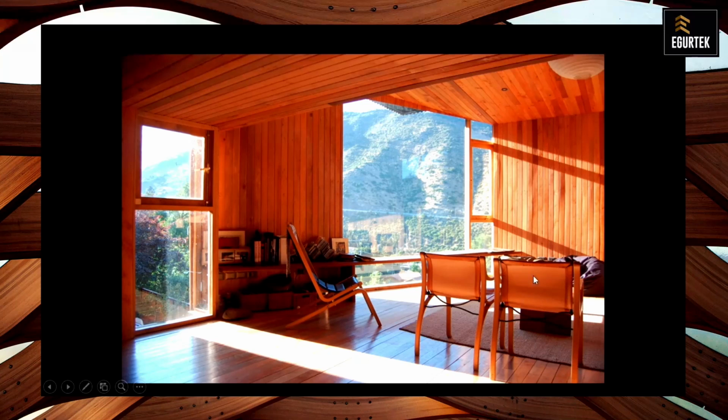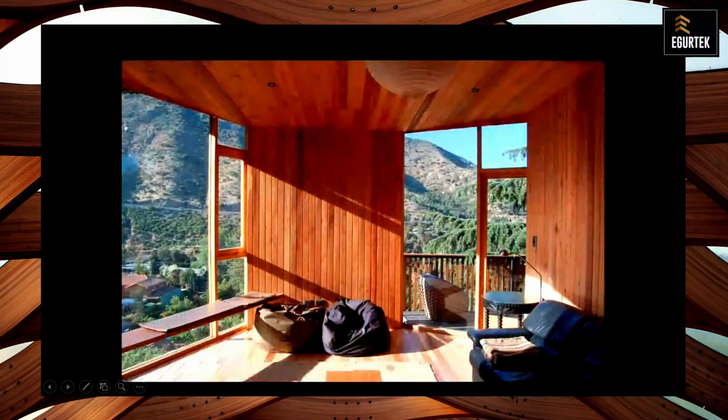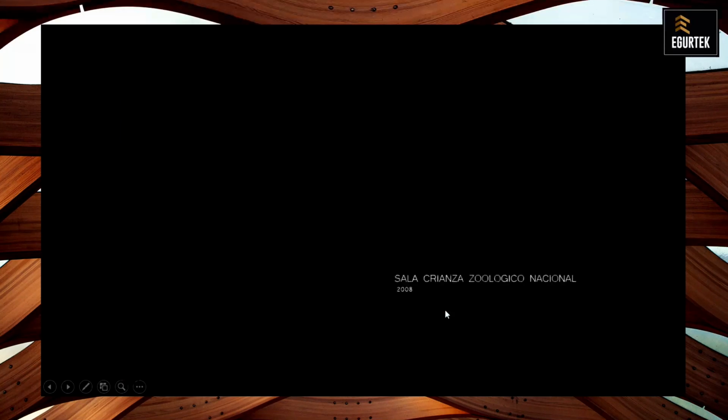We can also see the furniture. This is by Cristian Valdez, National Award in Chile, one of our maestros in the use of wood and timber. And again, we can see how the view opens out into the distance.